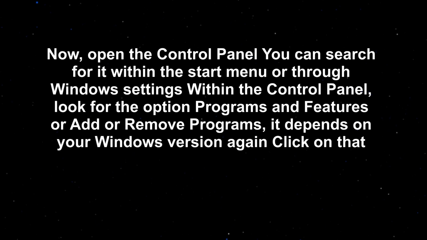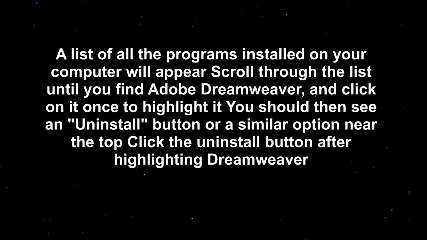Now, open the Control Panel. You can search for it within the Start menu or through Windows settings within the Control Panel. Look for the option Programs and Features or Add or Remove Programs. It depends on your Windows version. Again, click on that. A list of all the programs installed on your computer will appear.